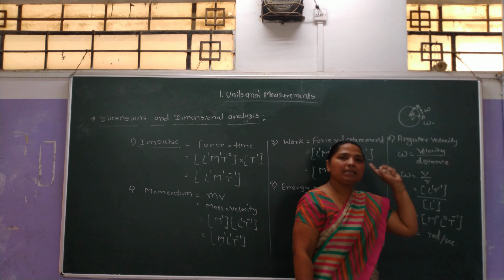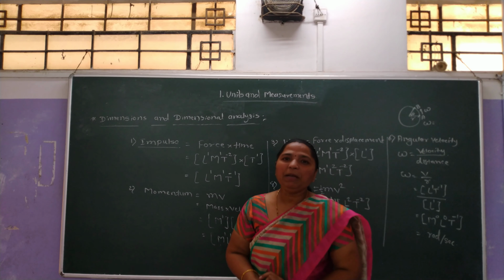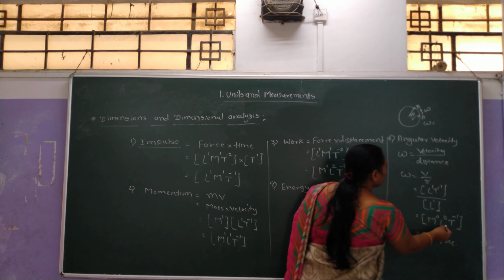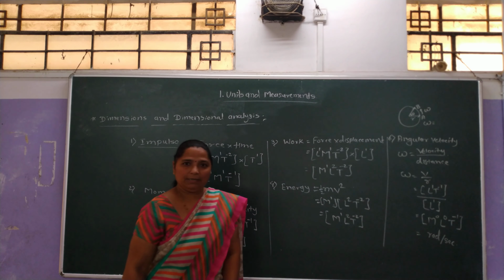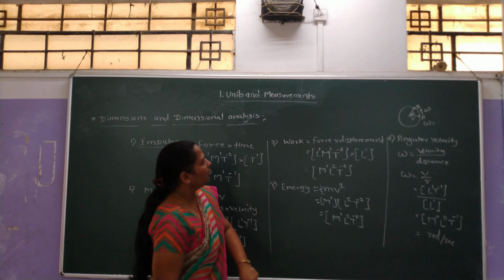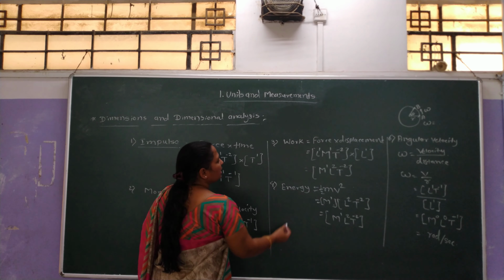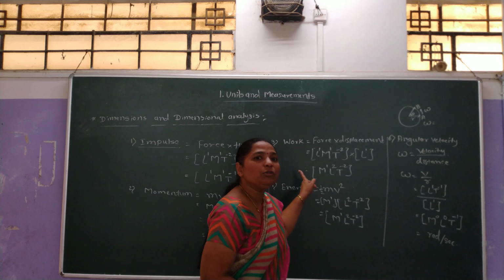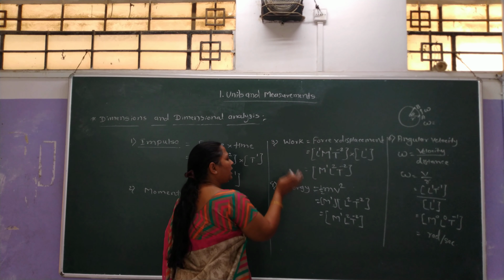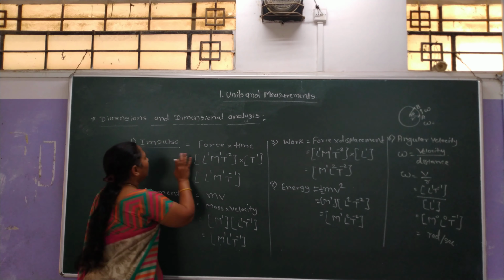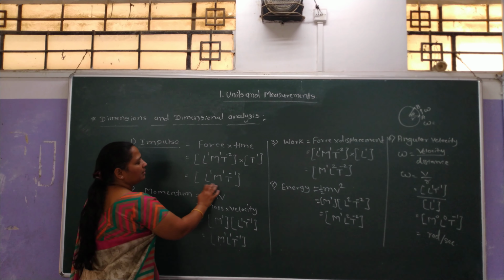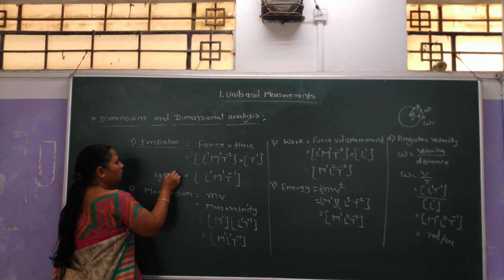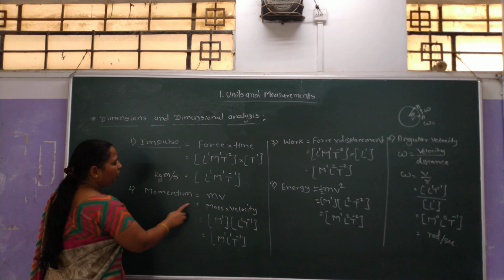But radian is a supplementary unit. Therefore, it has no dimension. Then similarly, work and energy. Energy is measured in joule. Work also has the unit joule. Therefore, work and energy have the same dimension and the same unit. Impulse and momentum: impulse has the unit kg meter per second, and momentum has the same unit.